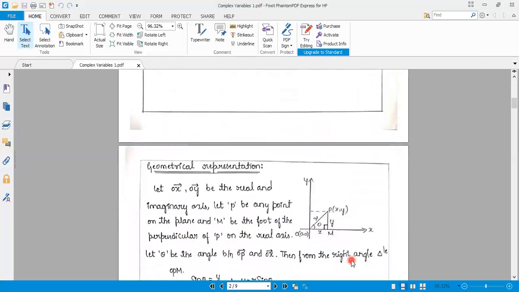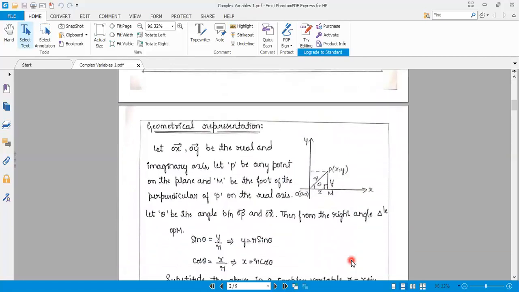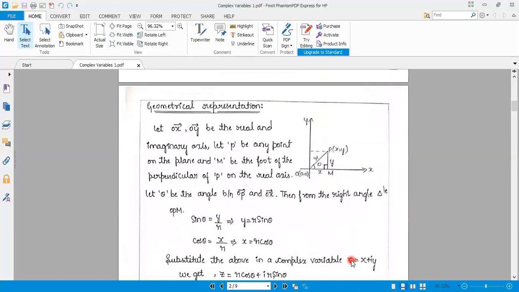Now let us move on to the geometrical representation of a complex number, where you can see the point P on the xy plane, which is at a distance x along the real axis and at a distance y along the imaginary axis. So we can locate the point P and write it as x comma y, where PM is the perpendicular to the real axis, OP is the radius vector, r is the distance from O to P, and theta is the angle made by the vector OP.